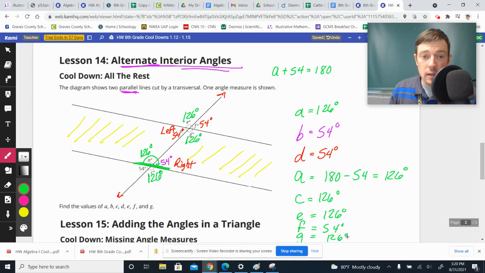So that's all of the angles. They're either going to be 54 or 126. And they're like perfect identical images of one another because of the parallel nature of the lines that the transversal is cutting. And that is what we learned today. And I hope that was helpful if you didn't get it out of the regular lesson.